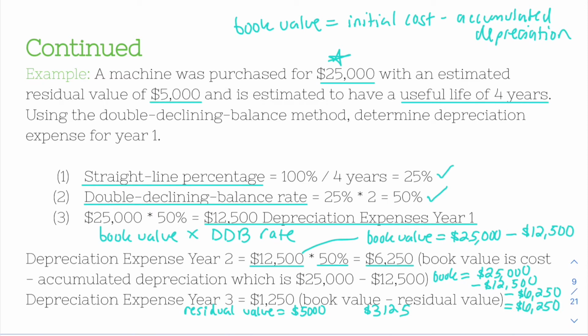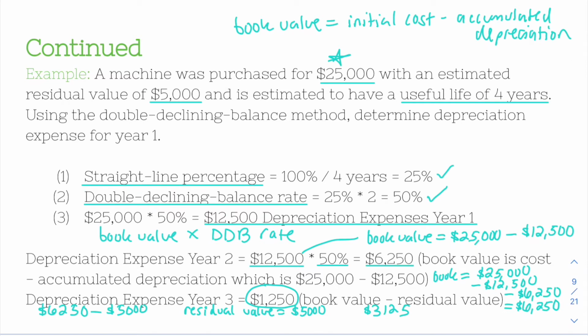So that is going to be this $6,250 book value minus the residual value of $5,000 gets us depreciation in year 3 of $1,250. And then we're at $5,000 as our book value. That's the residual value. We stop depreciating there. So that's kind of where it gets tricky.